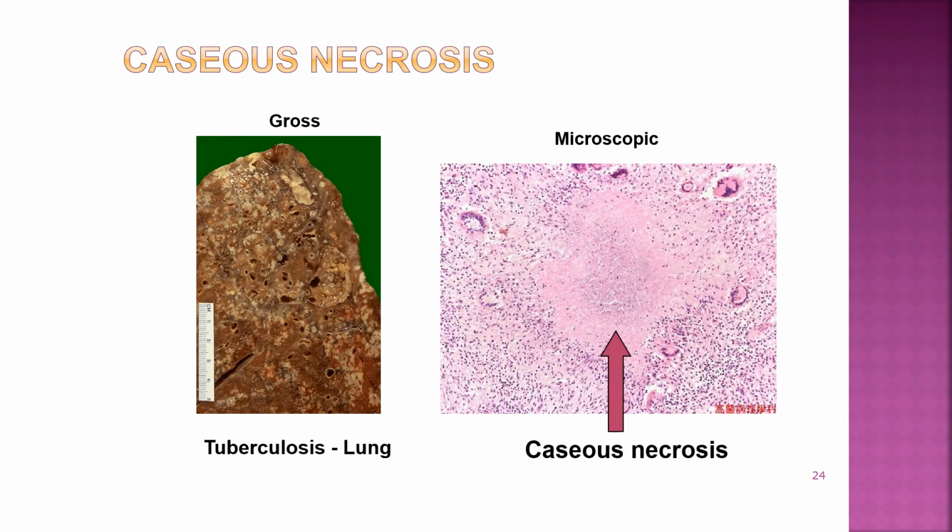The gross picture shows multiple nodules of caseous necrosis. You see this is one nodule, another set of nodules, and even more nodules here. The picture on the right shows what it looks like on microscopy. The central area shows lack of nucleus surrounded by areas of viable cells.